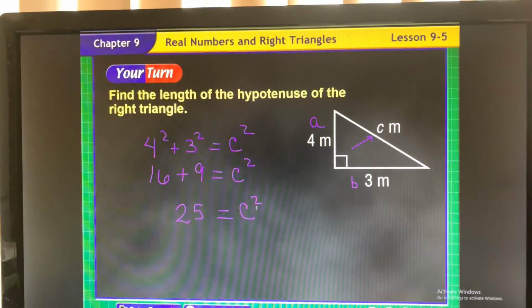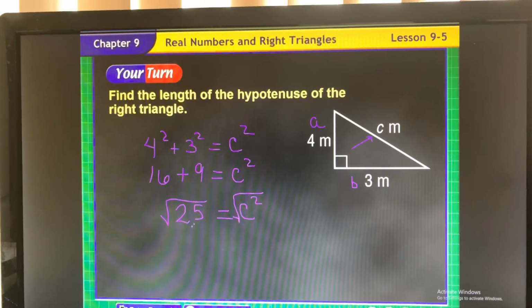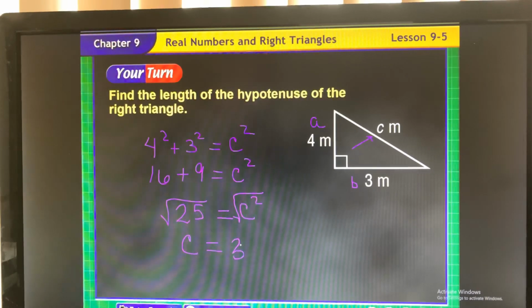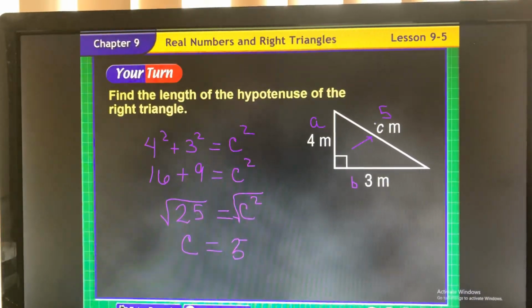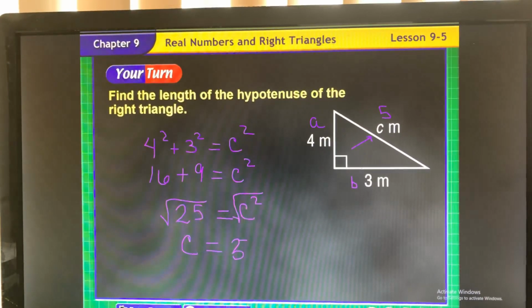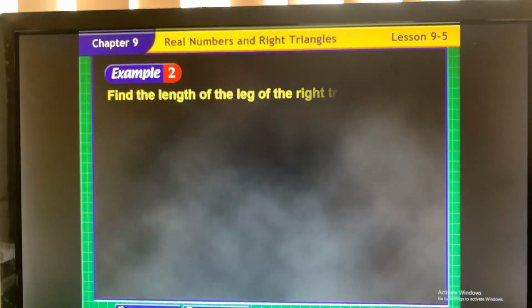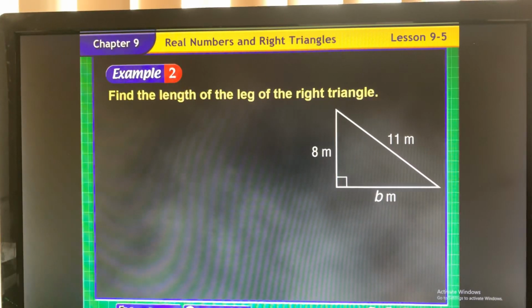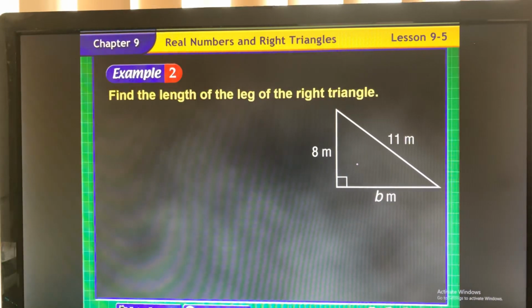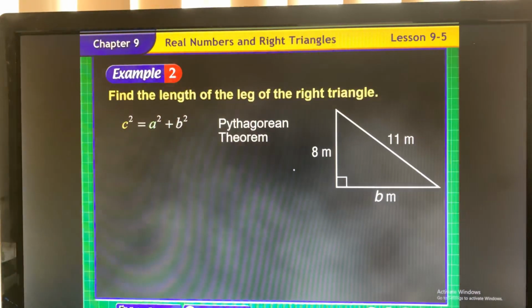The only way to undo a square is to take the square root of both sides. C is equal to 5. So when I go back up here, I can see 5 meters is the longest side out of the 4 and the 3. So again, that's using the Pythagorean theorem to find the hypotenuse. What if I have a right triangle and I'm missing a leg? It's the same kind of process, just one more step involved, and just like solving an equation.